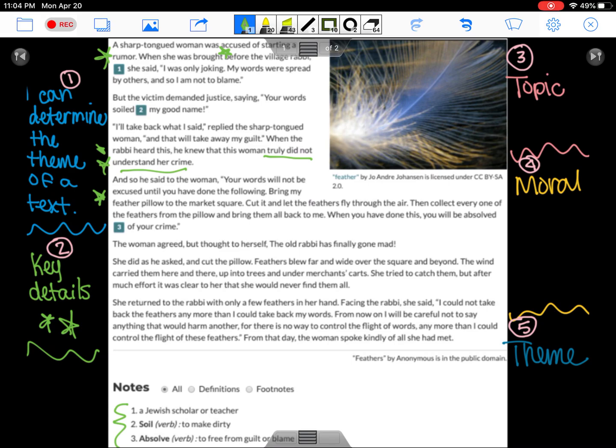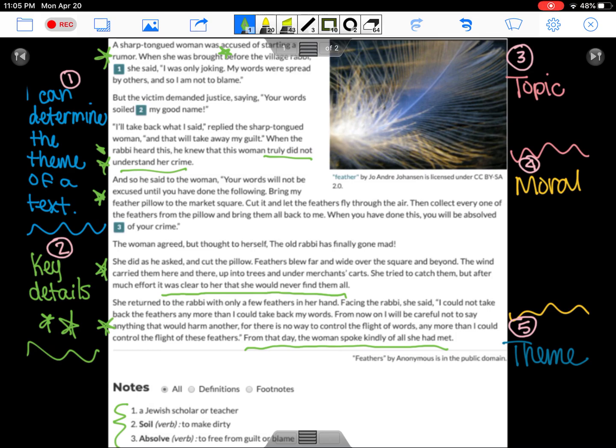So blah blah blah, the woman does her thing, and in paragraph 6 down here, we see that she tries to catch them all, but she realizes it was clear to her she would never find them all. All right, this is big. This is where she fails the task that was given to her, and she learns her lesson at the very end.